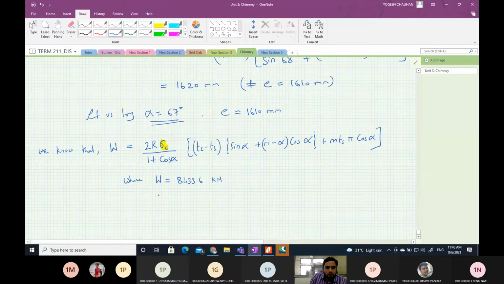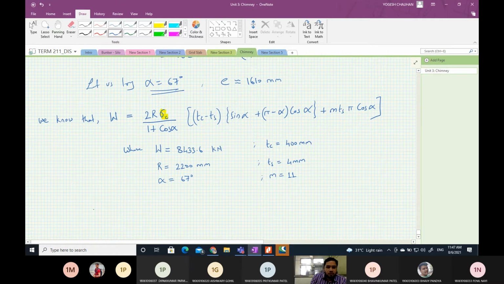Then we know the value of R. R is 2200. Then we know the value of alpha. Alpha we have just found by trial and error as 67. Then we know Tc is equal to 400 mm, Ts is equal to 4 mm, and the modular ratio is equal to 11. So we can substitute all these values to get the value of sigma C.